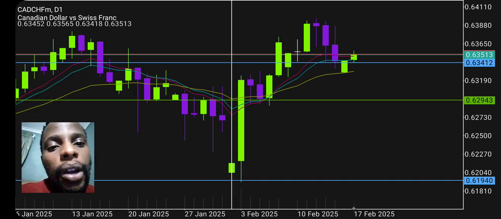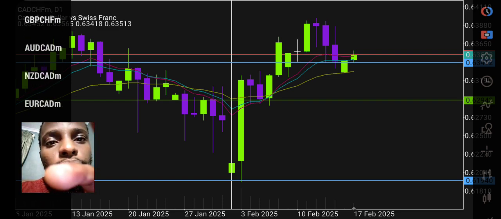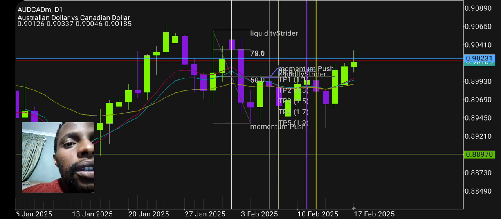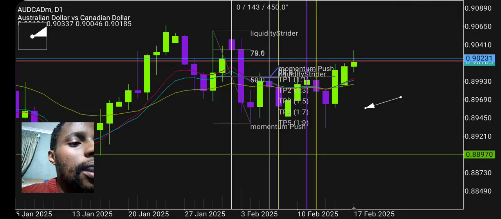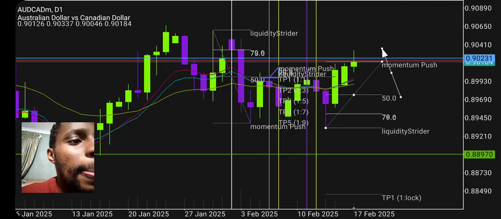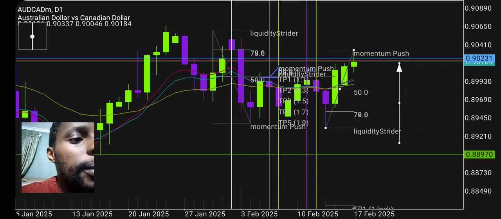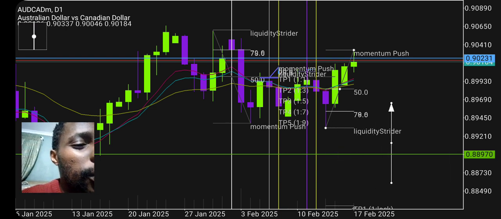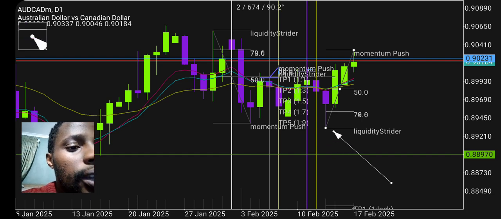So now I want to move on to Australian dollar versus Canadian dollar. As you can see here, since last Thursday I still have this momentum push, just like on the Australian dollar versus the franc. We have a bullish, upward momentum like this. So this is from Thursday. How do I tell this is from Thursday?